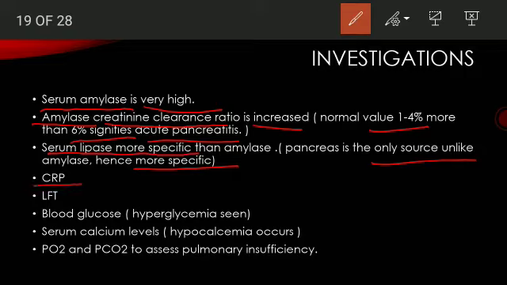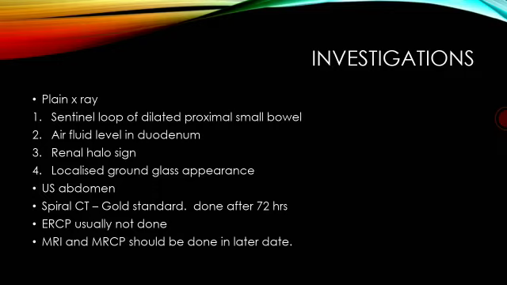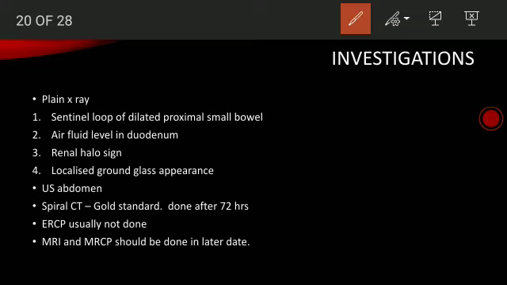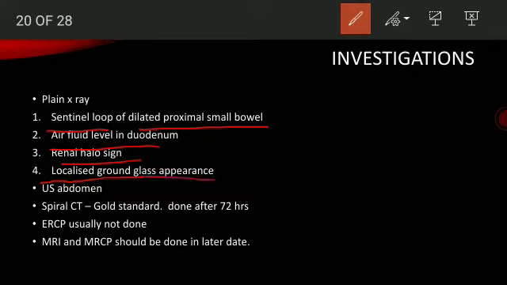Then we will perform C-reactive protein test, liver function test, and blood glucose levels. Blood glucose levels will show hyperglycemia. Serum calcium levels: hypocalcemia occurs. PCO2 to assess pulmonary insufficiency. Then in plain X-ray, we will look for sentinel loop of dilated proximal bowel, air fluid level in duodenum, renal halo sign, or localized ground glass appearance.